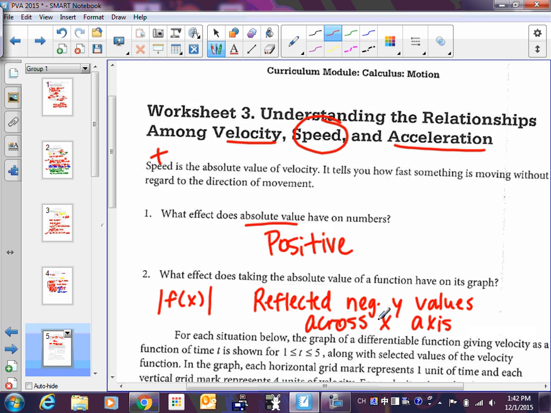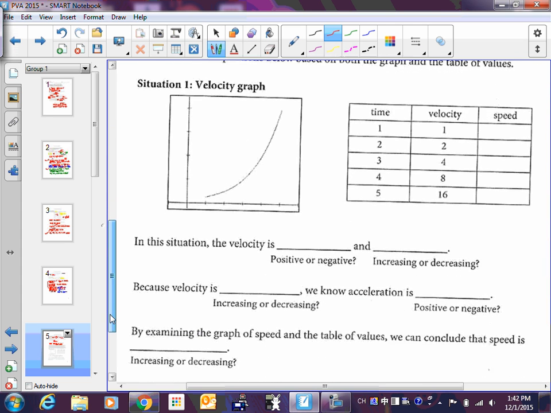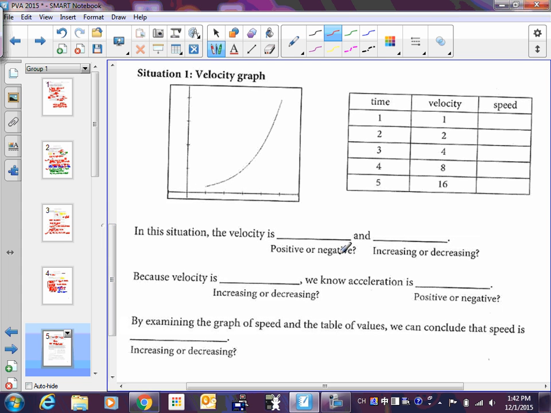Okay, so it wasn't a complete reflection. And I'm going to model this for you in a couple of minutes. But it's not a complete reflection. Not everything reflects. Only what's below the x-axis reflects across the x-axis. Okay, so that's what we're going to go on as we do these problems. We're going to first look at this first situation. So this is the graph of velocity. Here's v of t, here's t. And so they give you a graph and they give you a table. And so if speed is the absolute value of velocity and velocity is 1, you take absolute value of 1, you get 1. So when the velocity is positive, the speed is just that same number.